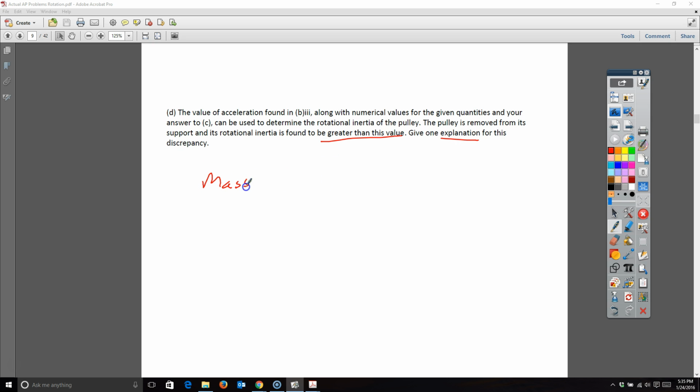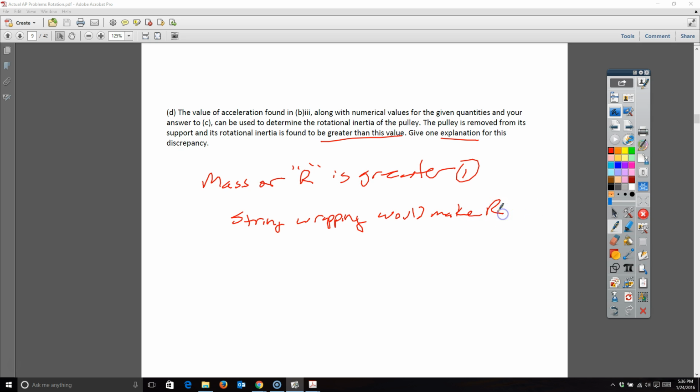So you can either say that the mass or the radius is greater, and that's because, so you get a point for that, and it probably comes from string wrapping. So you know when you wrap string around something, that radius will get bigger, and that would make R too big. You probably want to write out the word radius, or the mass is larger than it reads or measures on the scale.